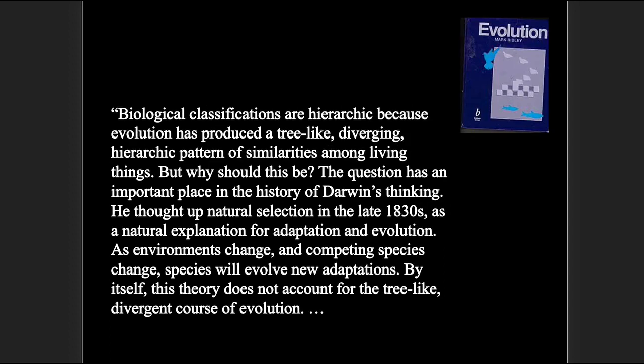Here's an evolution textbook and how it describes it. Biological classifications are hierarchic because evolution has produced a tree-like, diverging, hierarchic pattern of similarities among living things. But why should this be? The question has an important place in the history of Darwin's thinking. He thought up natural selection in the late 1830s as a natural explanation for adaptation and evolution. As environments change and competing species change, species will evolve new adaptations. By itself, this theory does not account for the tree-like divergent course of evolution.